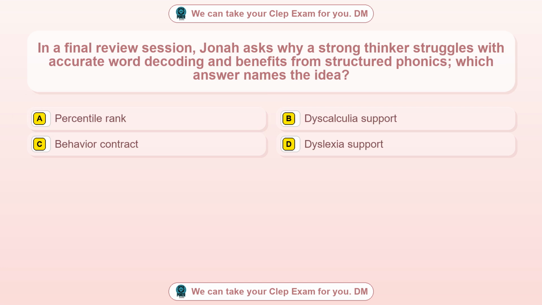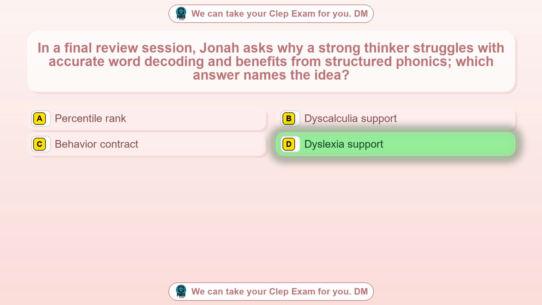Question 66. In a final review session, Jonah asks why a strong thinker struggles with accurate word decoding and benefits from structured phonics. Which answer names the idea? Option A, percentile rank. Option B, dyscalculia support. Option C, behavior contract. Option D, dyslexia support. The correct answer is option D.